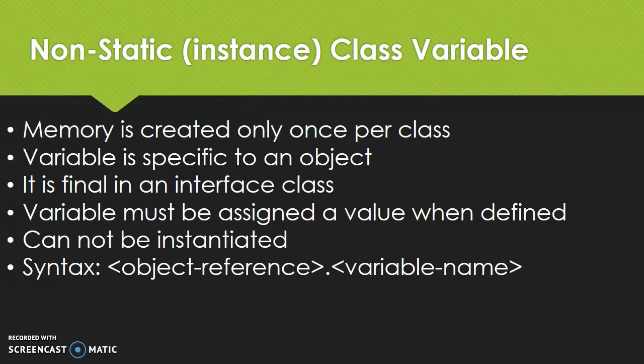For a non-static class variable, memory is created only once per game. The variable is specific to an object. It is final in an interface class. The variable must be assigned a value when defined. It cannot be instantiated, and the syntax is object-reference.variableName.